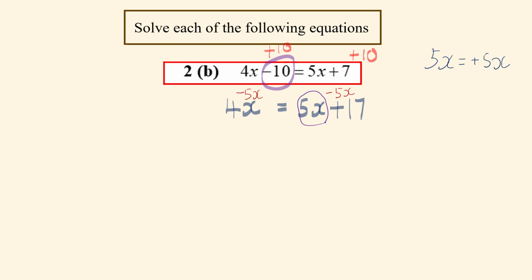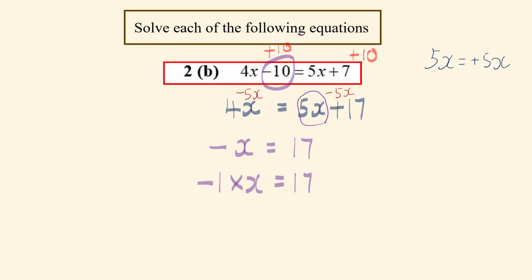And what do we end up with? We have 4x minus 5x, a smaller number subtracting a bigger number, so that gives you negative x. And 5x minus 5x will just give you 0. So 0 plus 17 is 17. I have a negative there, and I don't want it. So what does negative x mean to you? Yes, negative x means negative 1 times x.